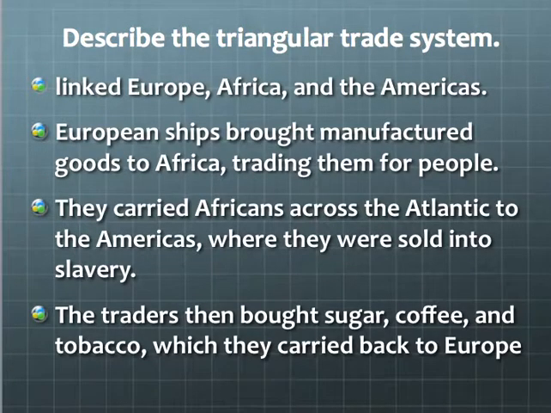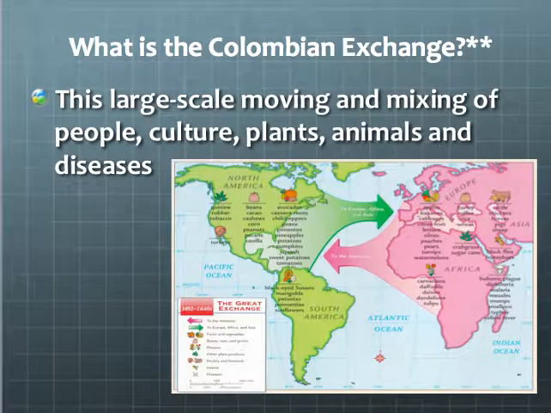Describe the triangular trade system. There's a map of this on your PowerPoint. It links Europe, Africa, and the Americas. European ships brought manufactured products, things that they were making, to Africa, trading them for people. They carried the Africans across the Atlantic to the Americas, where they were sold into slavery. The traders then brought sugar, coffee, and tobacco back to Europe.